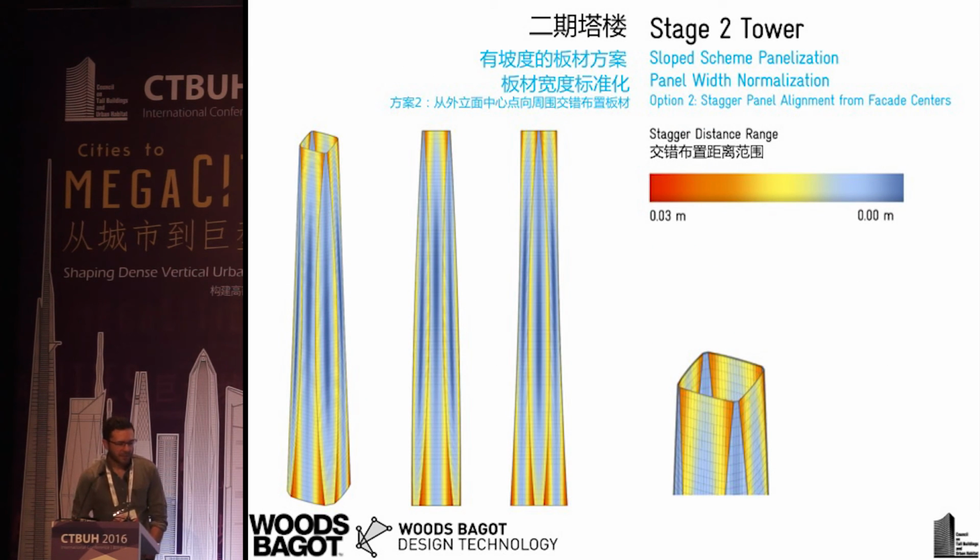And here, what happens when you set out vertical joints at the base of a tower that's changing from level to level, is that you start to get a little bit of panel stagger or mullion stagger.